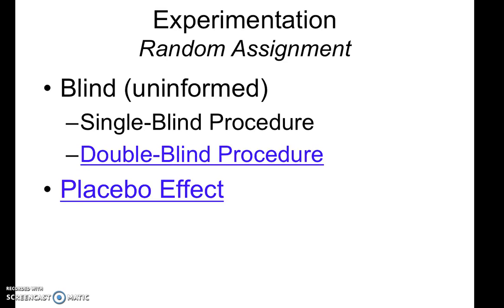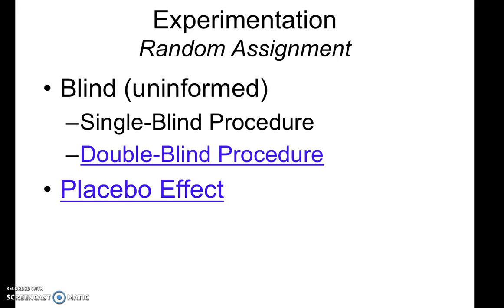There are two types of blind procedures: blind, which is uninformed, and double-blind experiments. There are the single blind procedure and the double blind procedure. In a single blind procedure, participants are randomly assigned to research groups and do not know whether or not they're getting any treatment or whether they're in the control group. In a double-blind procedure, neither the participants nor the researchers know who is assigned to which group.